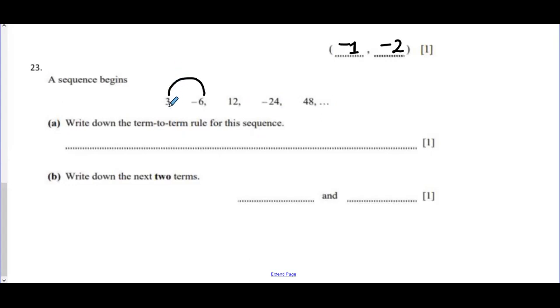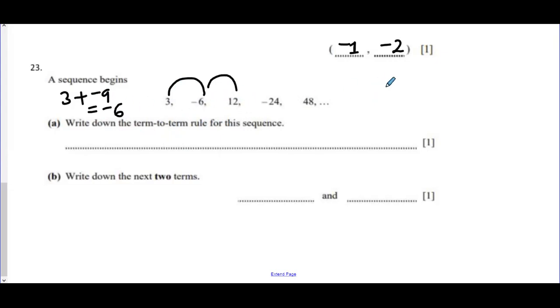Somebody can say from 3 to -6, somebody can say 3 adding -9. 3 plus -9, the answer will be -6. Okay, but let me check, is adding -9 going to work throughout? Because in order for you to confirm that it is a correct term-to-term rule, you must check in the next step if adding -9 to -6 will also give you 12.